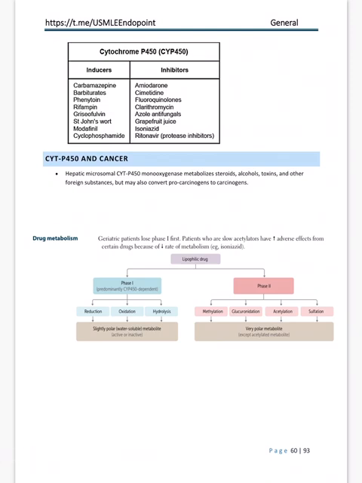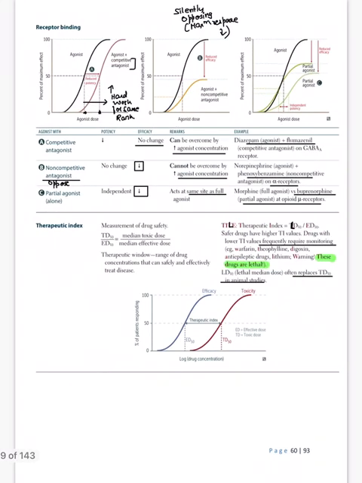Now see, this we have already done. This is a simple thing which we have done. Now coming on to the other important topic, receptor binding. How does the graph shape up when you have a competitive antagonist, a non-competitive antagonist, and a partial agonist?